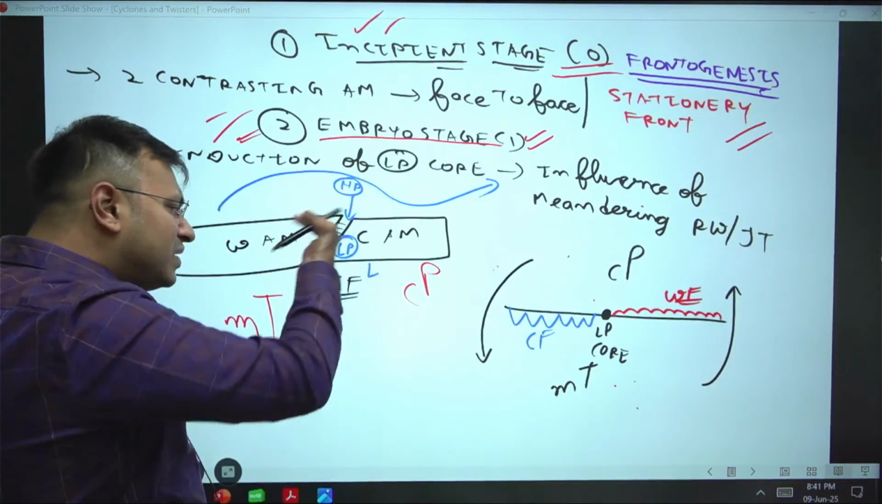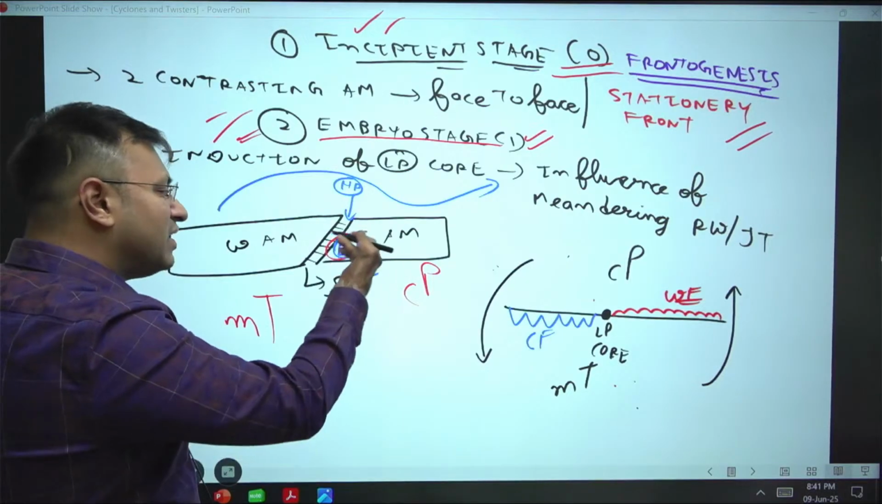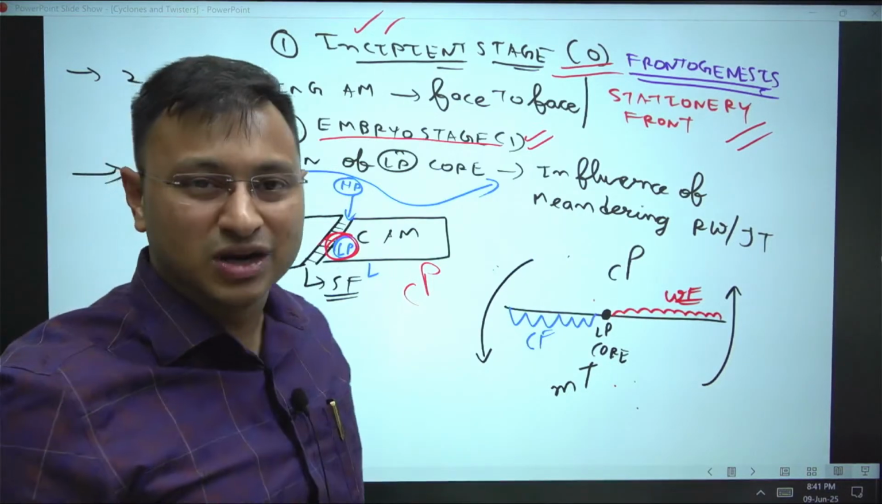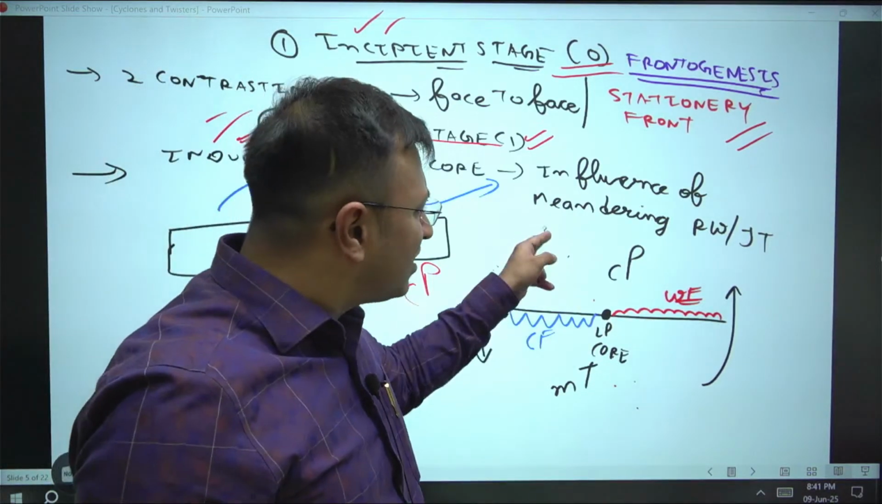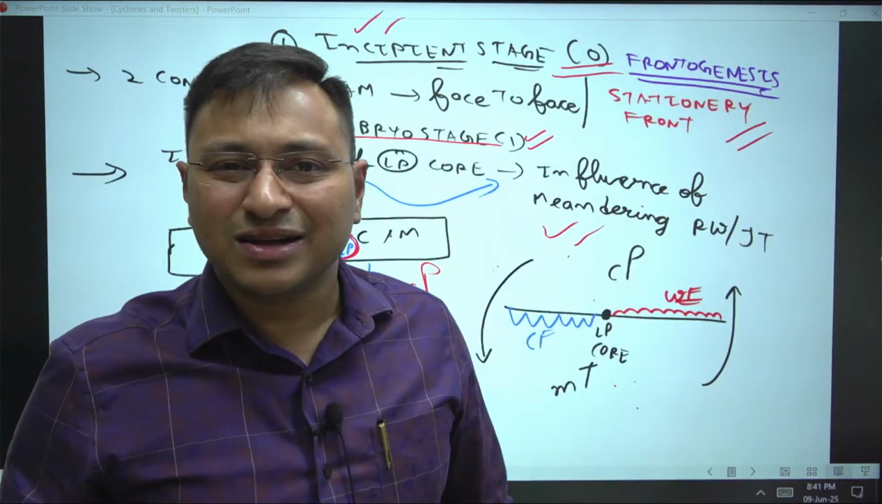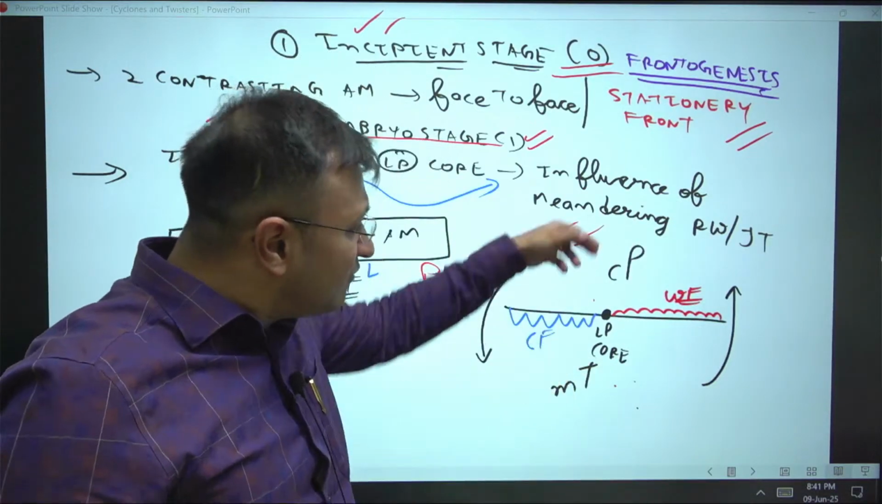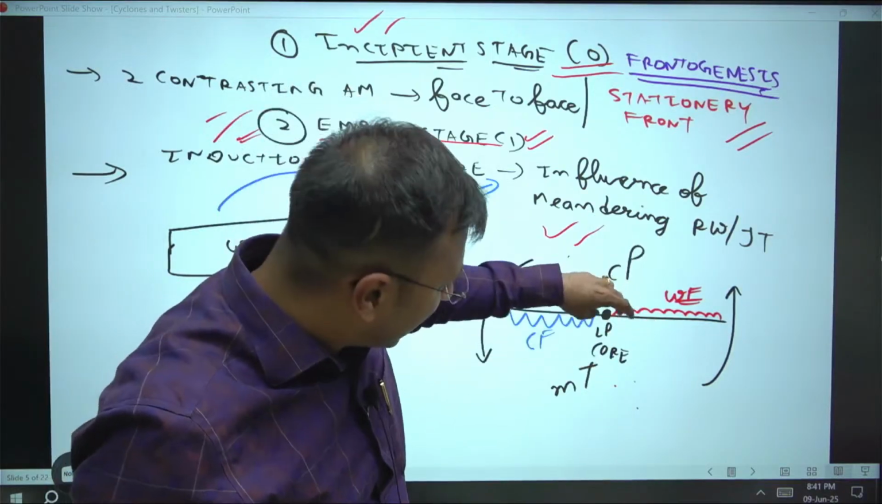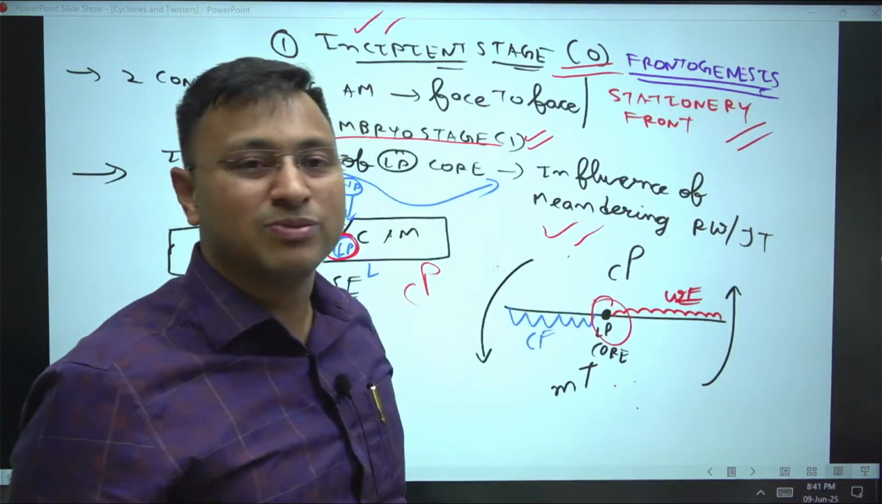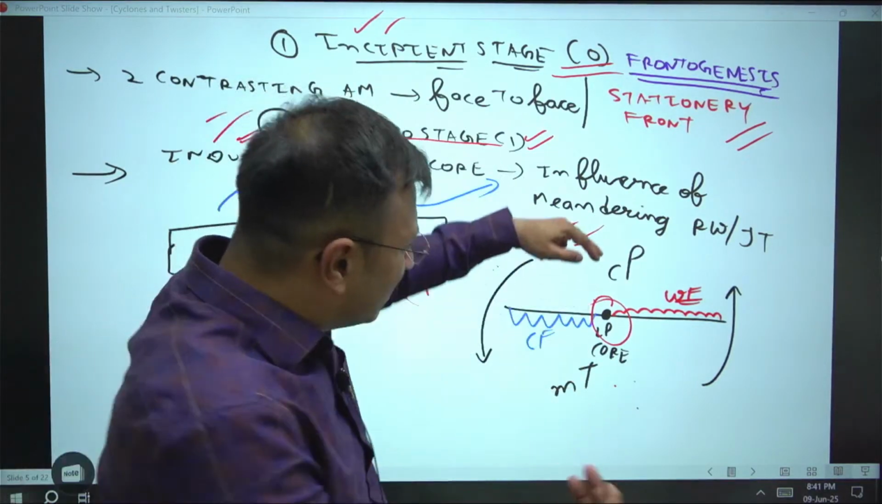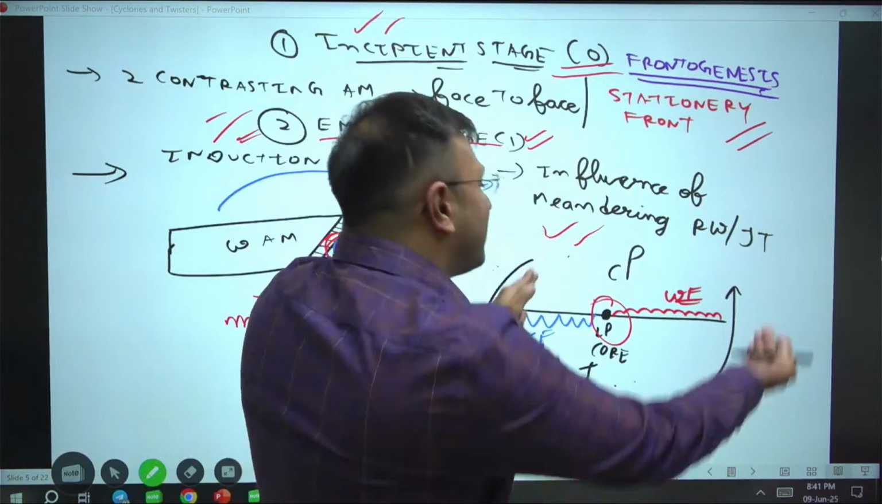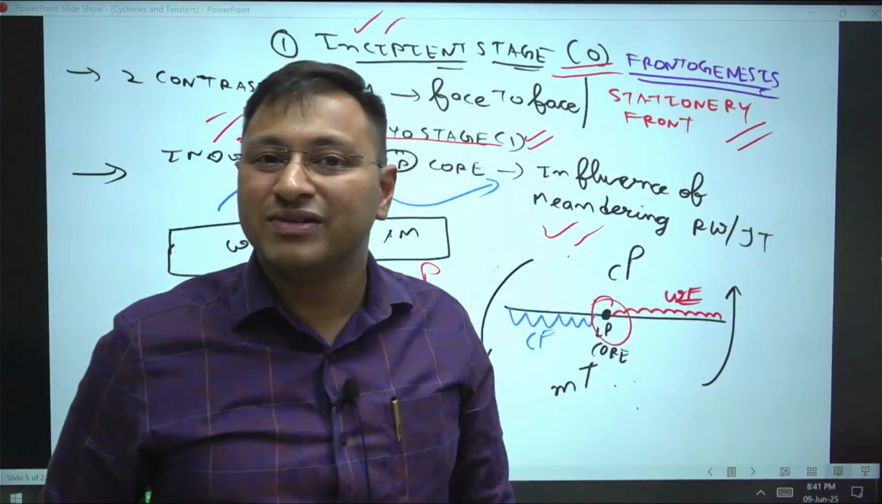So now between these two air masses you have the induction of a low pressure. Under the influence of meandering Rossby waves or jet streams, if between these two air masses you have the induction of this low pressure core, what will happen? Sir, these two air masses will start spinning with respect to each other.